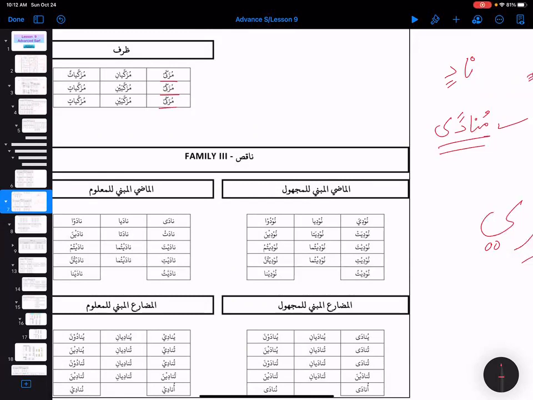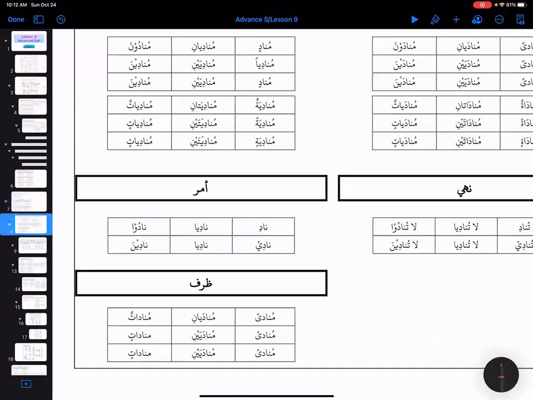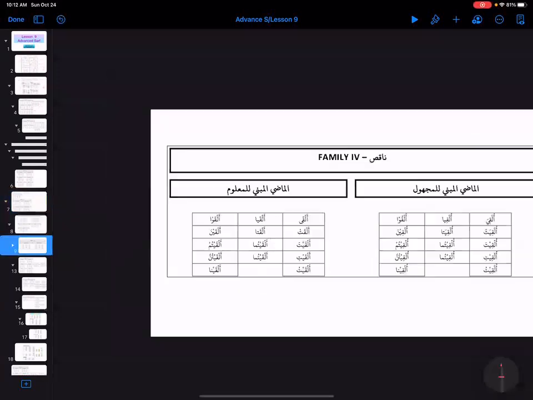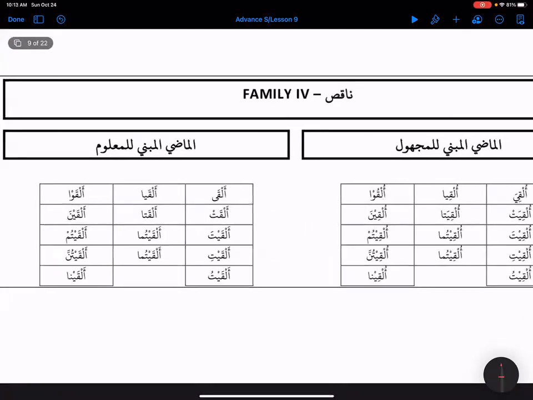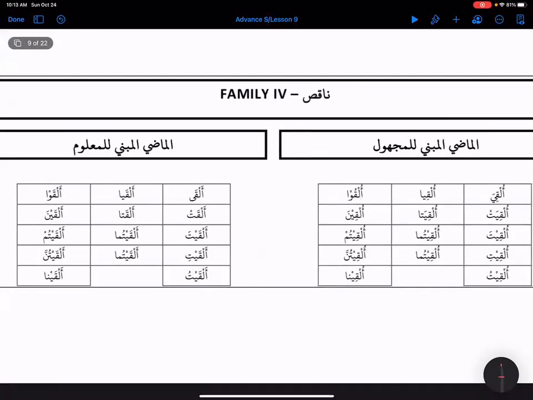Very good. Okay, then we have alqa. So this is family 4. So let's do the sarf saghir. I'll do it, sister. Alqa, yulqi, ilqaan, mulqin, ulqiya, yulqa, ilqaan, mulqan, alqi, la tulqi. Yes, mulqan. Very good.